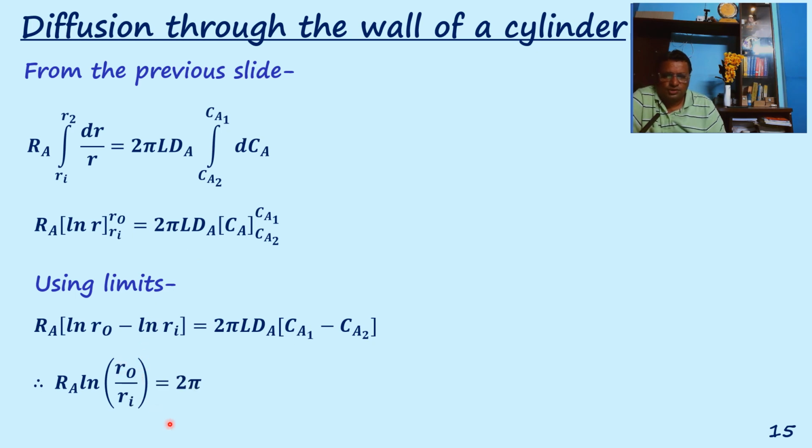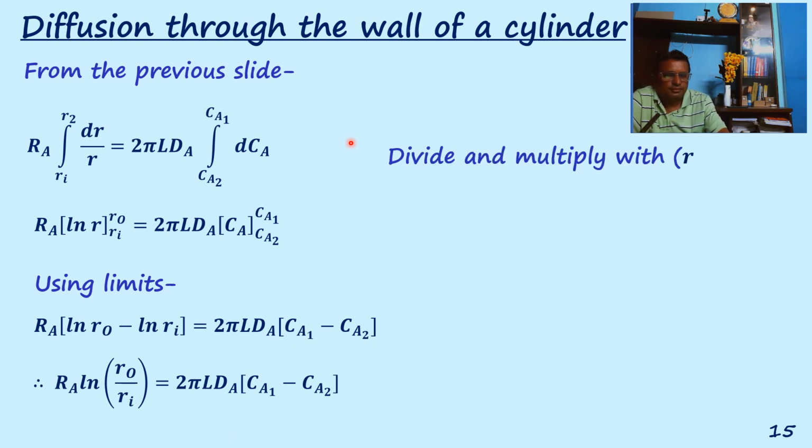Then you can use the logarithmic identity over here. What is the logarithmic identity? Let me tell you. If you have natural ln of A minus ln of B, this is nothing but ln of A upon B, the logarithmic identity. So ln of R0 minus ln of Ri is ln of R0 upon Ri, that is equal to 2 pi L dA into Ca1 minus Ca2.